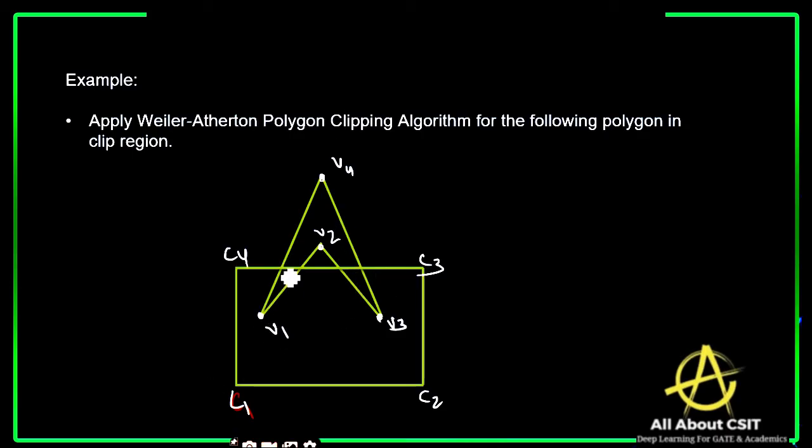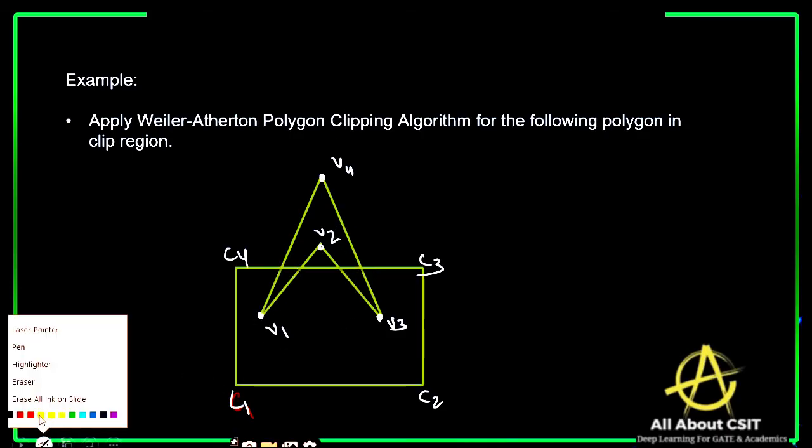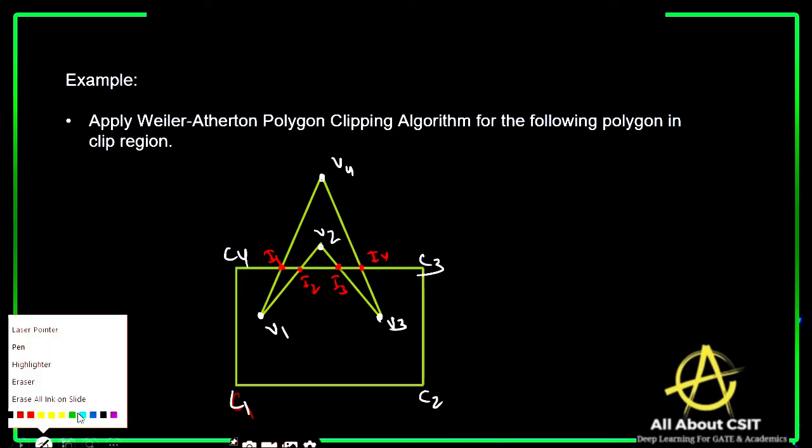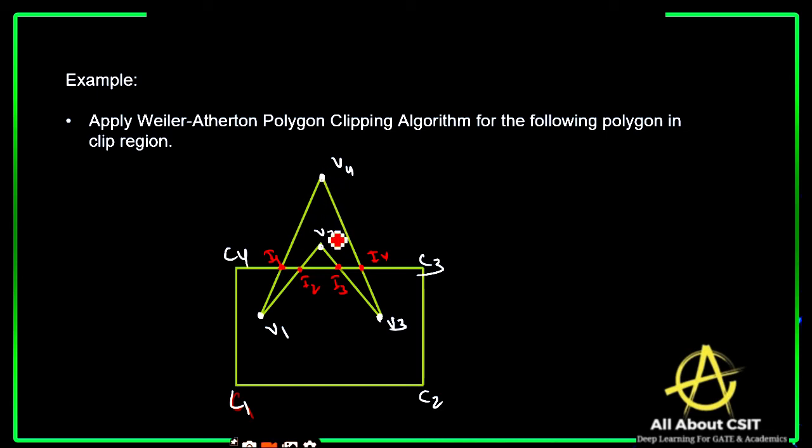Now let's take the intersection points. What are the intersection points? Let's take this as I1, this is I2, I3, I4. These are the intersection points. Now the line is going in these directions. So these are the directions.